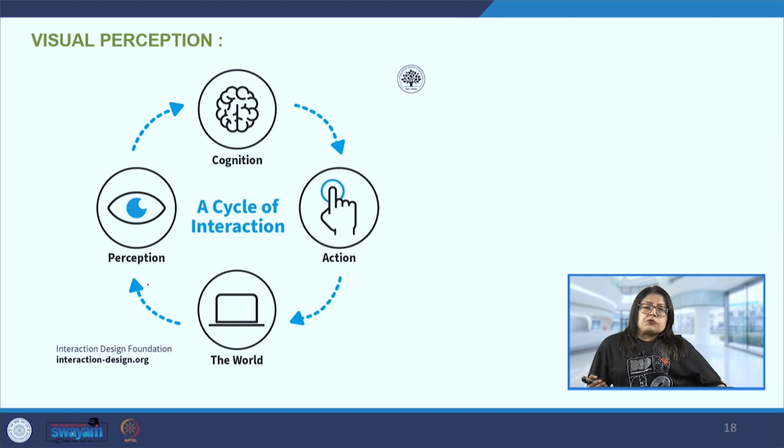So, visual perception refers to the ability to interpret and make sense of the visual information that is presented to us with the help of our sight. And here we can see the cycle of interaction wherein the user is perceiving the information. So, let us assume there are two buttons on the screen. One is green which says OK and a red which says cancel.